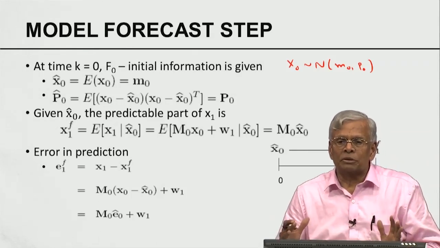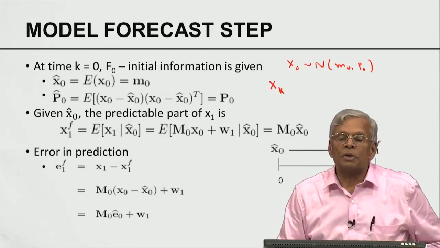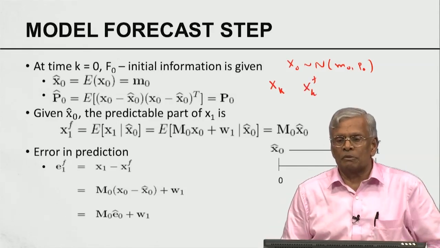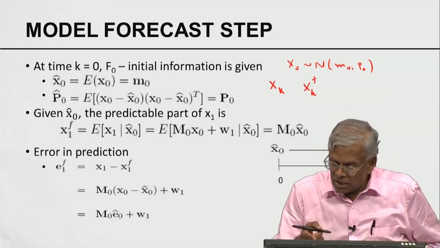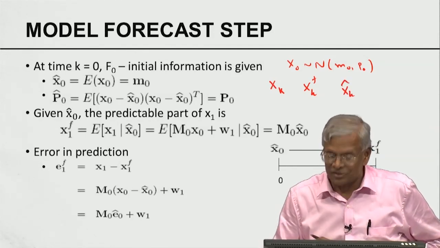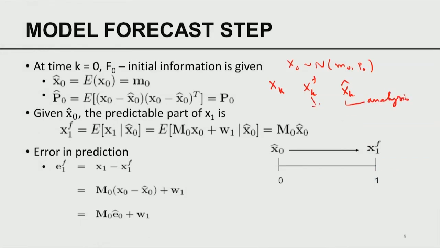Now I would like to be able to separate several quantities of interest to us. Xk is the true state. Xk f is a forecast estimate of the true state. Xk hat is the analysis. So this is the analysis, this is the forecast. So these are the two quantities we will go back and forth. xk is the state of the system, this is forecast, that is analysis.